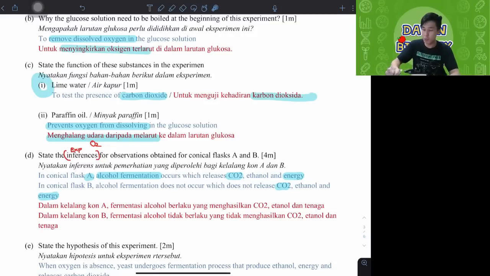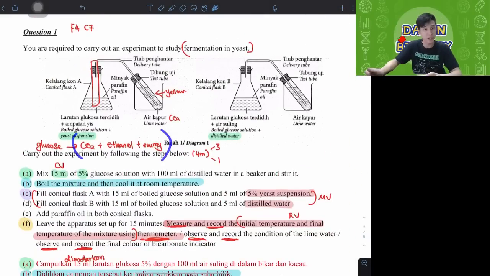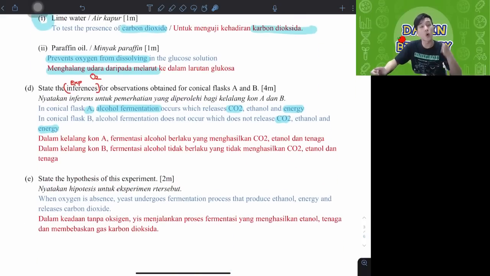Out of these 3 products from the fermentation, depending on what the responding variable is, you just have to state either one, good enough already. Or you can write all 3 products of the fermentation, also can. Alcohol fermentation takes place, producing CO2. Now for B, no alcohol fermentation. That's why no CO2, no energy. That's why no CO2, your lime water remains the same. Bicarbonate indicator does not change. Temperature also does not change.